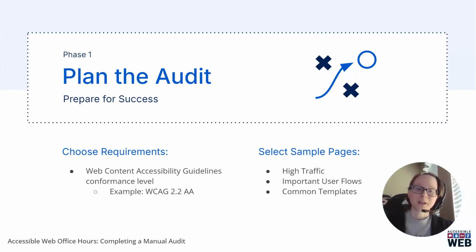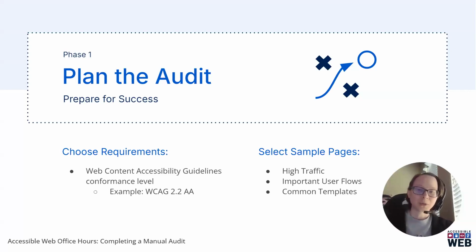So in planning your audit, you first need to choose the requirements you're testing against. We test against the Web Content Accessibility Guidelines, but within those guidelines, you still need to choose a conformance level. So for example, a common goal is WCAG 2.2 AA. After you've chosen your requirements, select sample pages.